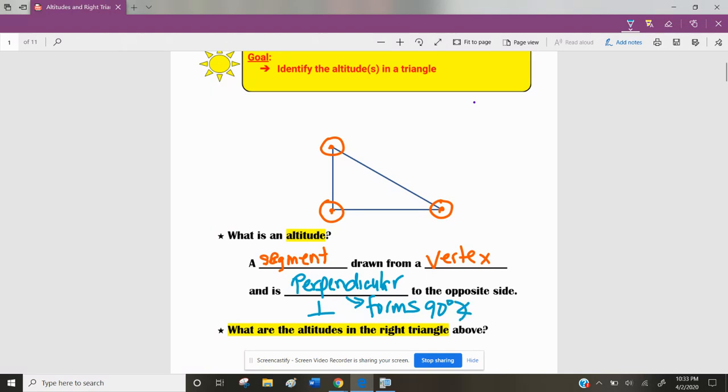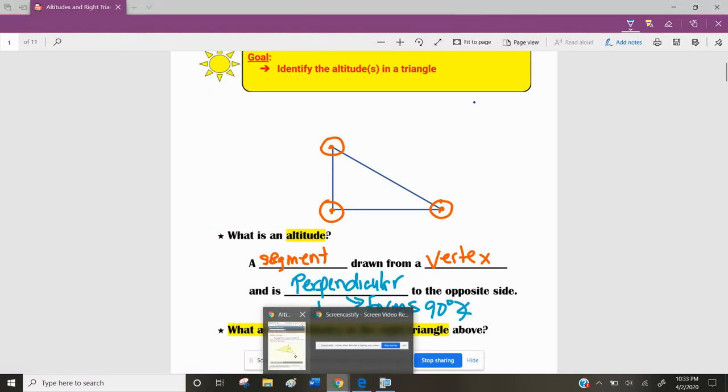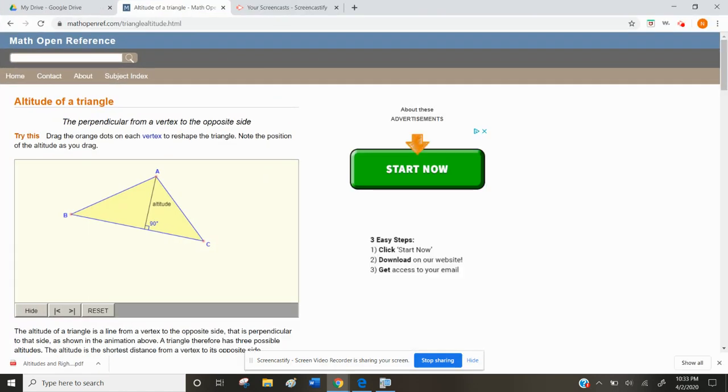All right, so let's look at mathopenreference.com. They have this little thing that you can drag and look at the altitude. So depending on what kind of triangle you have, the altitude might be inside the triangle, or if we have an obtuse triangle here, it would be outside.